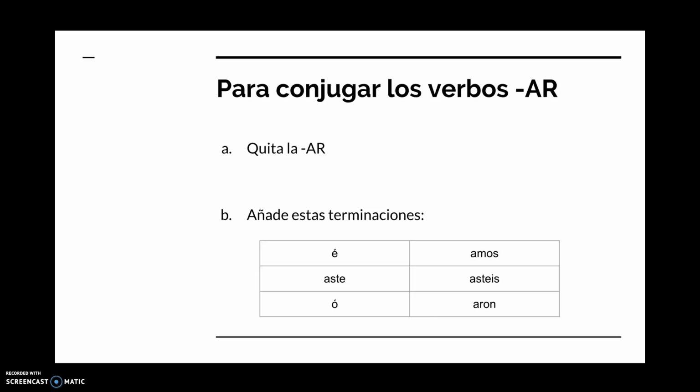So, step A, primer paso, the first step, quita la AR, which means take off or get rid of the AR. And then añade estas terminaciones, which means add these endings for step B. É, aste, ó, amos, astes, and aron. Note that both the yo form, and the a usted form, have an accent. Now, pausa el video, pause the video, and conjugate the verb pelear, to fight, at the bottom of página una, the first page. When you're done, unpause the video and get ready to move on.